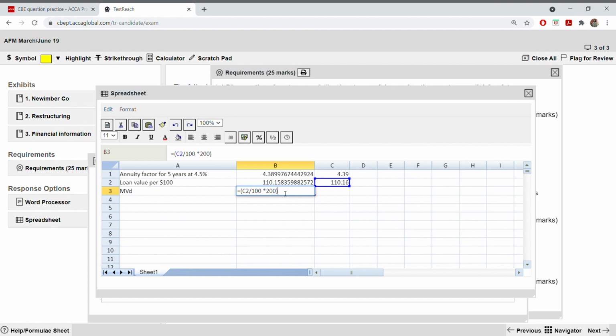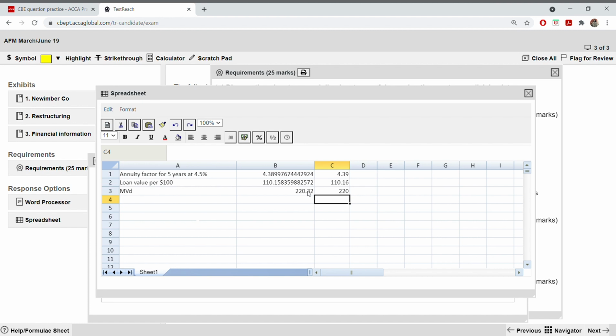Okay, enter. 220.32. You can take this to the whole amount. It's better that you take this to a whole number. Either you can do it manually or you can use the function. How do you round to a whole number? Comma, just 0. Okay, 220. So the market value of debt is 220.